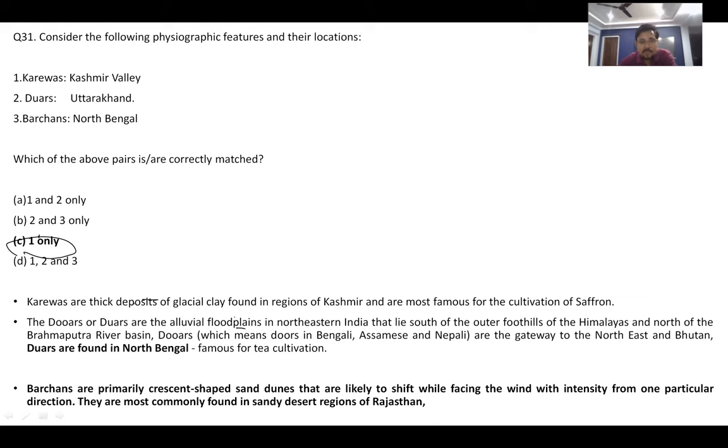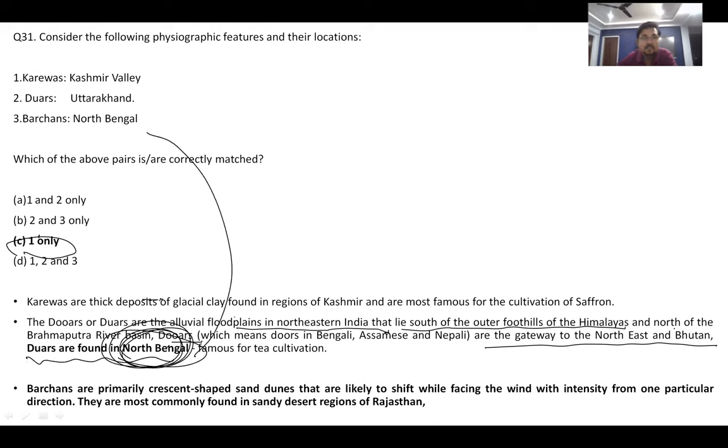Duars are alluvial floodplains in northeastern India that lie south of the outer foothills of the Himalayas and north of the Brahmaputra River basin. Duars means gateways to the northeast and Bhutan, and Duars are found in North Bengal. Okay, so this should be here, or this should be here.